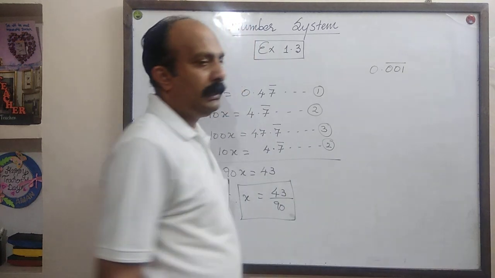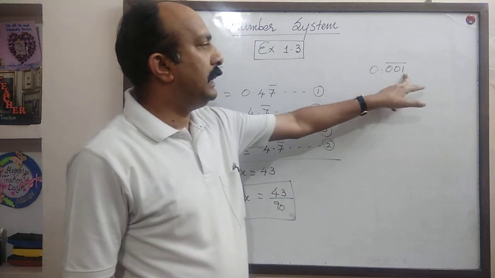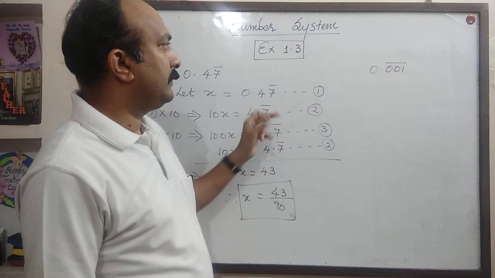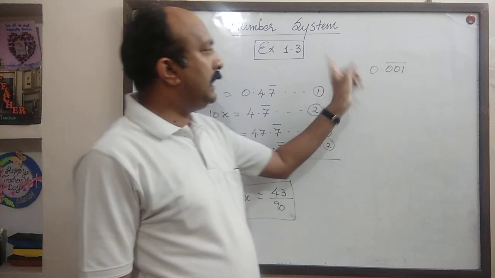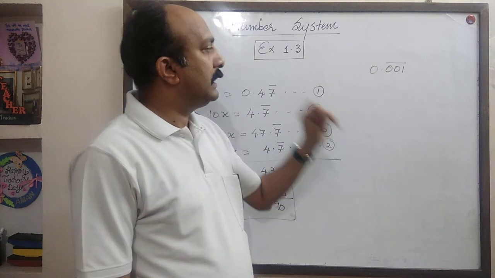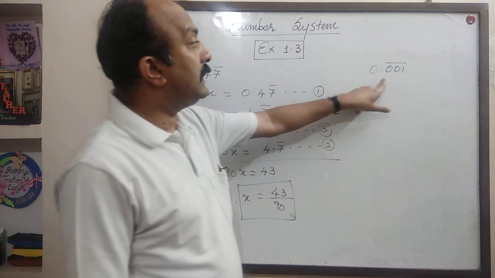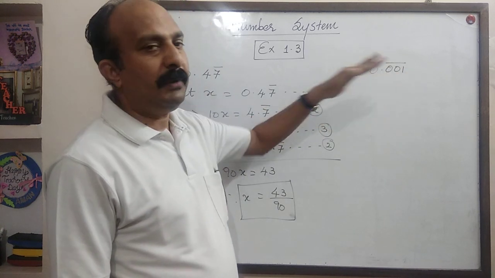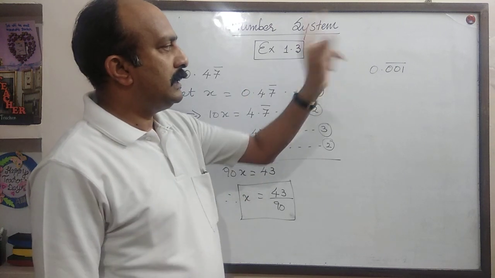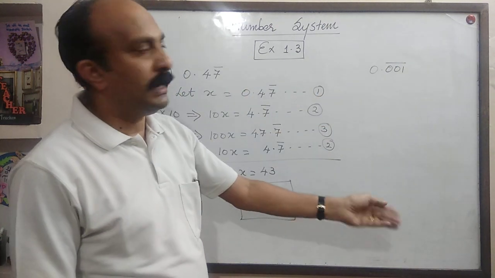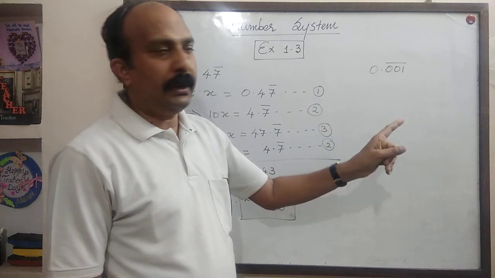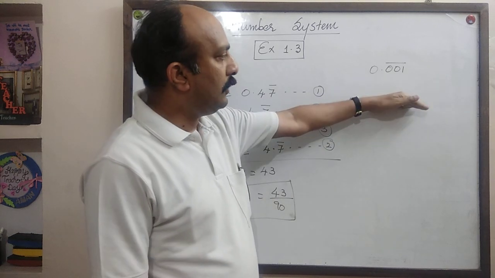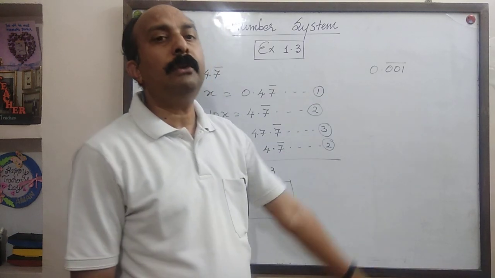0.001 bar. Here, after the decimal, the entire thing is under the bar. So, we will begin from this step. Let x is equal to the given question, equation number 1. Equation 1 multiply by 1000 because there are 3 digits under the bar. Decimal will move 3 places towards the right. It will become 1.001 bar. Equation number 2. Now from equation 2 subtract equation 1.